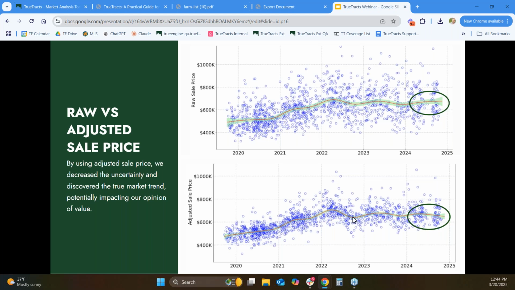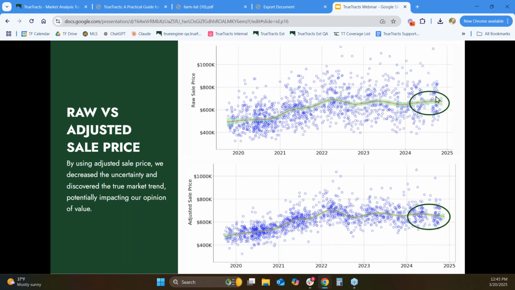The overall trend line looks pretty similar, right? It didn't change much. You can see the dots coalescing around this trend line way more, and the model is way more certain as to what that trend is. But if you notice what happened at the very end, the model on the top with the raw sale prices looks like the market's relatively flat to slightly increasing over the last 6 months, whereas the bottom one looks like things are decreasing. And so what's going on there?